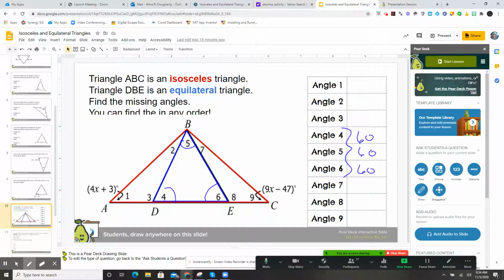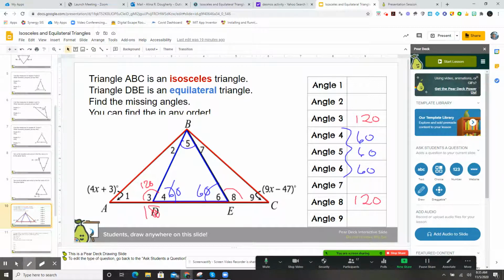So 4, 5, and 6, they're all going to be the same. And what number do I put there? 60. Boom, boom, boom. Already 1/3 done. That makes me so happy. If I know that 4 and 6 are 60, what are 8 and 3? What are those going to add up to? They're going to equal 180, so they're each 120 for sure. So angle 3 is 120, and angle 8 is 120. Again, I'm not going in order on the chart. I'm just going for what's easiest to me.